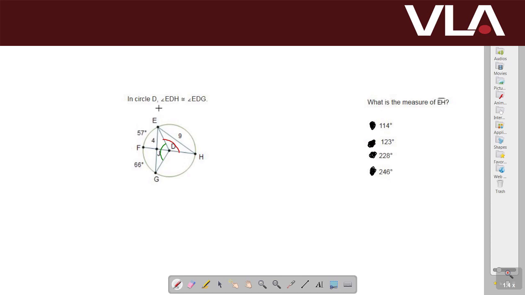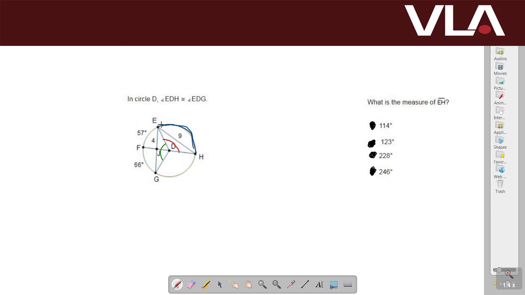So let's look at what we're given. Well, first, actually, let's look at what the question is. We want to know the measure of EH, or arc EH. This symbol right here over the two letters is an arc symbol. So we want to find the measure of arc EH. I'm going to put that in blue. So we want to know what that is.